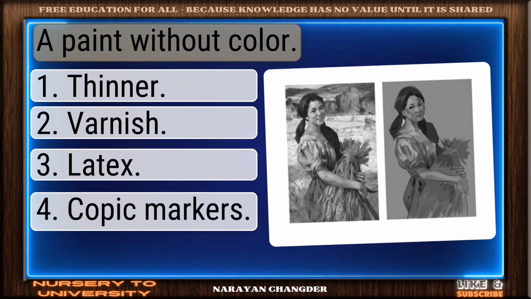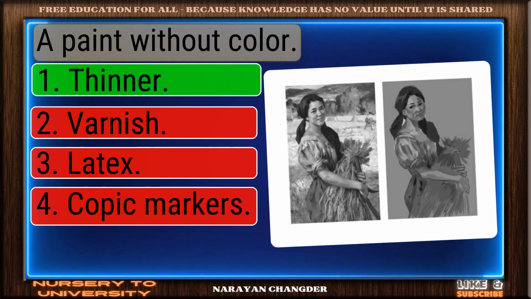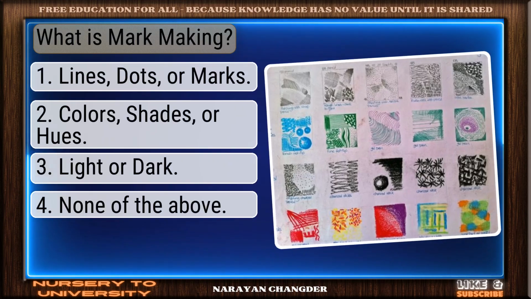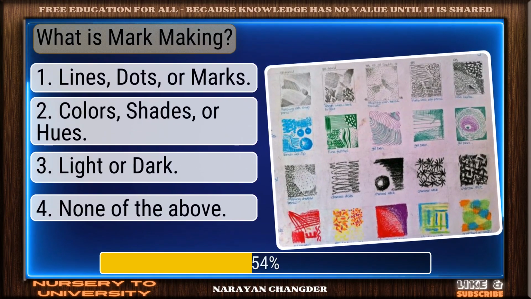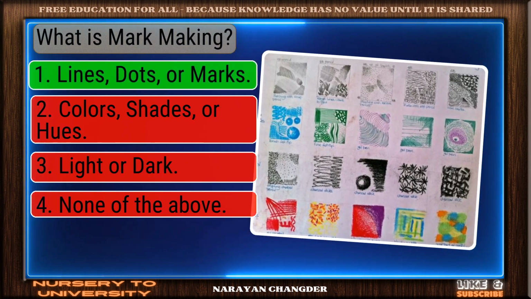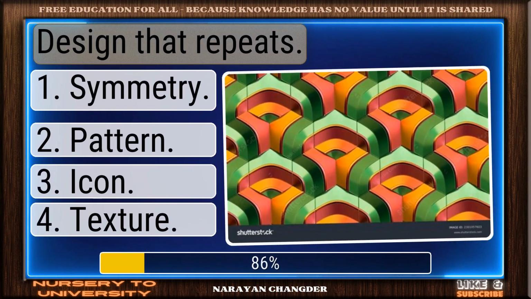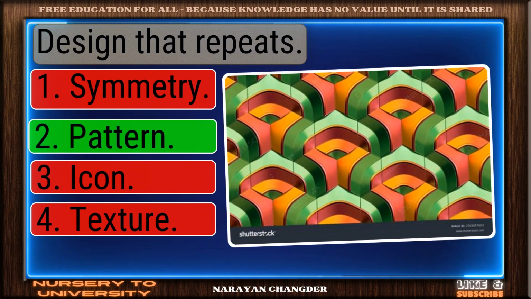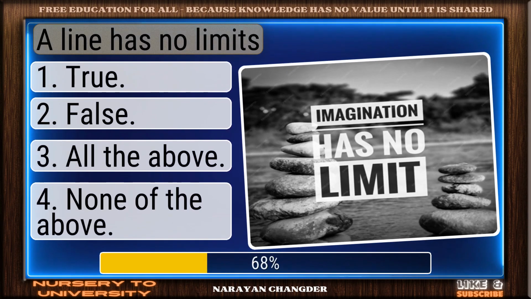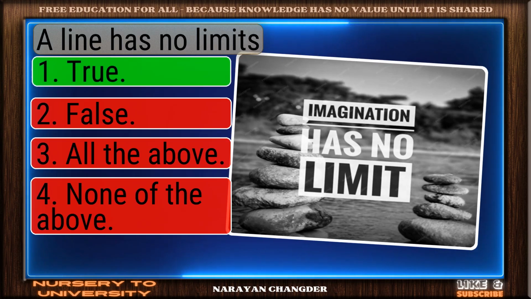A paint without color. Correct response. Thinner is the most accurate answer. What is mark making? On track. Lines, dots, or marks is the correct answer. Design that repeats. Well reasoned. Pattern is the correct choice. A line has no limits. Excellent. True is a brilliant choice.